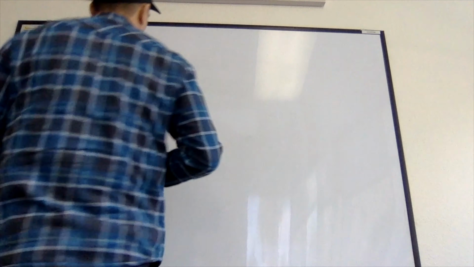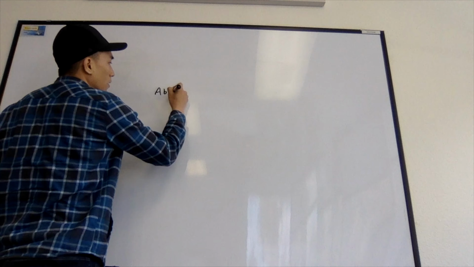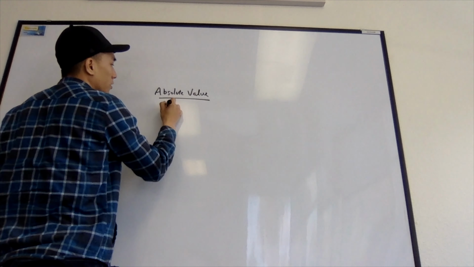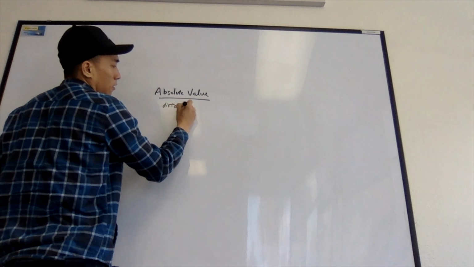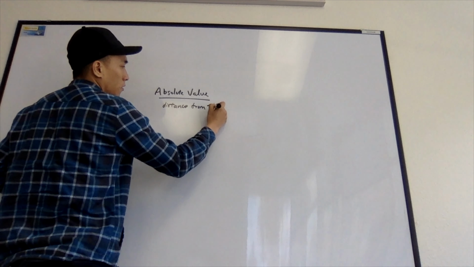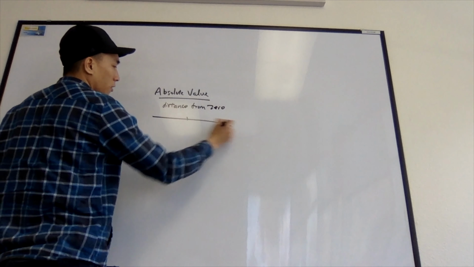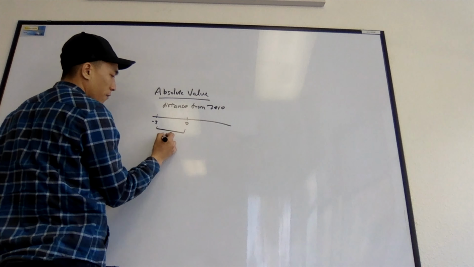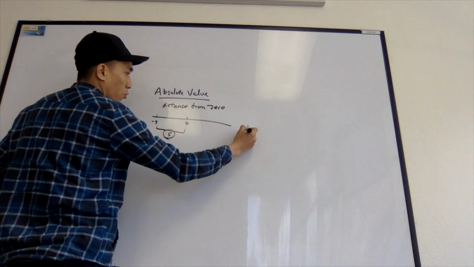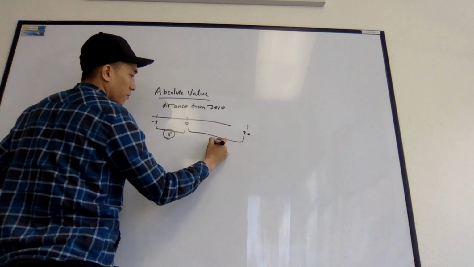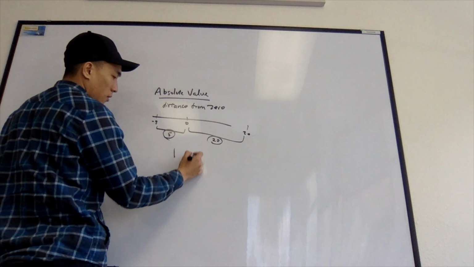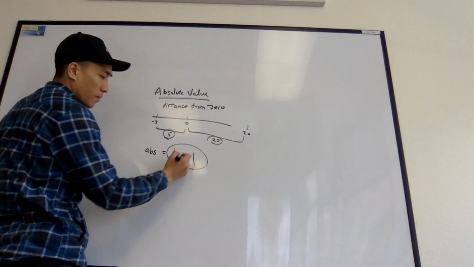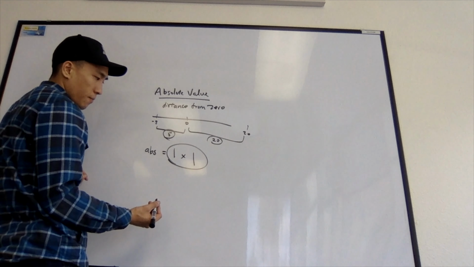Okay, so absolute value. Like a V, right? The absolute value is the distance from 0. So you can think 0, and if you have a negative 5, that distance is a 5. Like 20 somewhere here, that is a distance of 20. So this means absolute value of x is the situation.